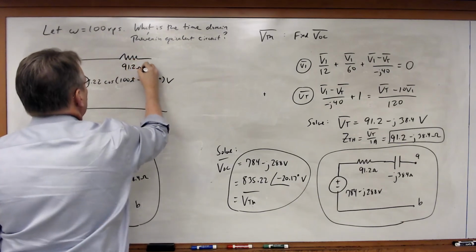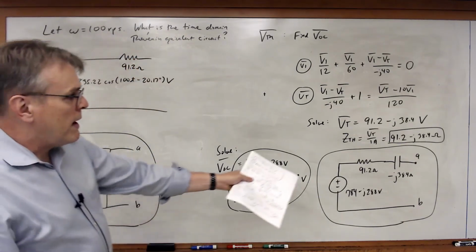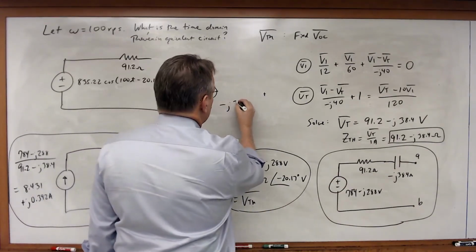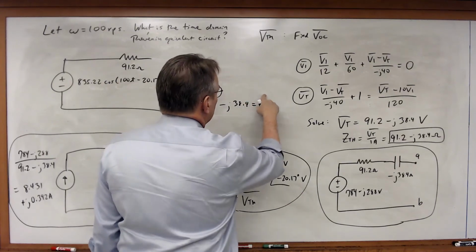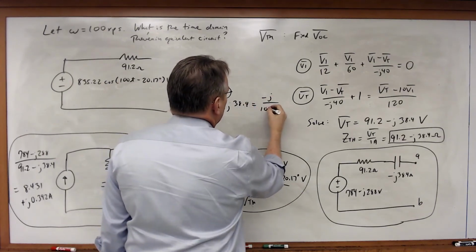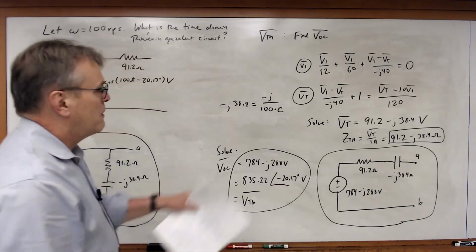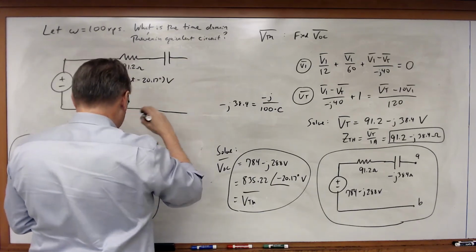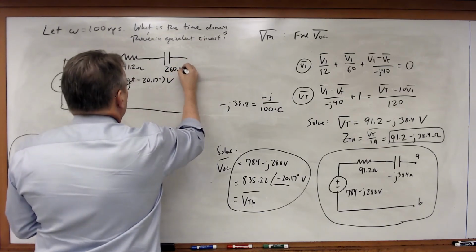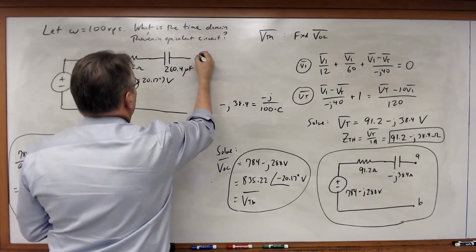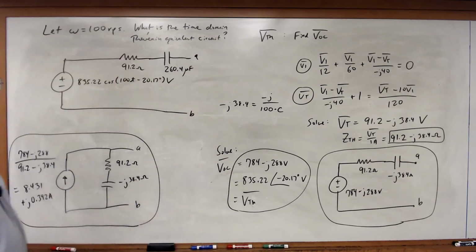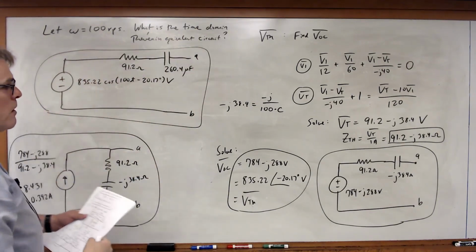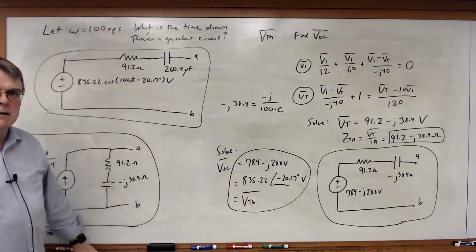Still 91.2 ohms. And we also have an impedance for that capacitor, and minus J38.4 must be equal to minus J divided by 100 times C. And we solve for that. And what we get in the time domain is 260.4 microfarads. And there's our result. So once you solve in the frequency domain, going to the time domain is this simple.